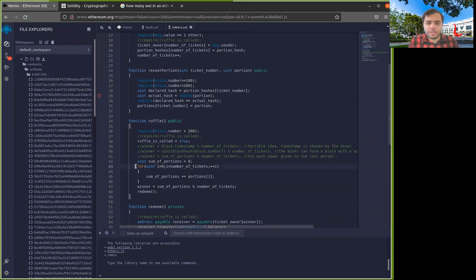So this is an awful idea, and we have to write it in a better way. So let me just again say: awful idea, can cause out of gas errors and lock the money.